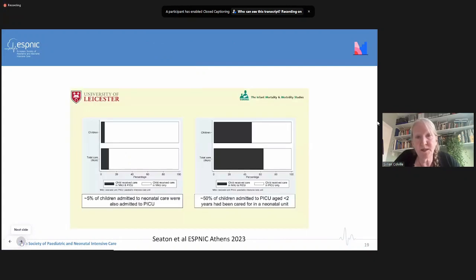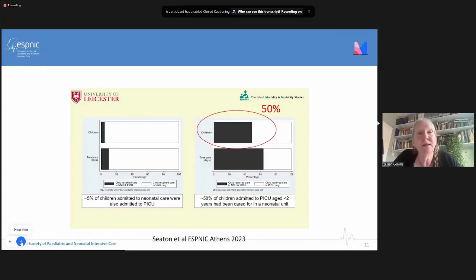Some recent work has shown that although only 5% of children on an NNU end up on PICU, when you look at the proportions on PICU, 50% of them were on an NNU. So we're often looking after families that have spent a lot of time in hospital, including time on NNU.